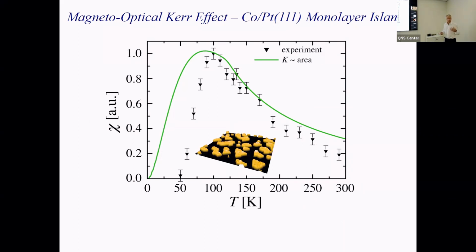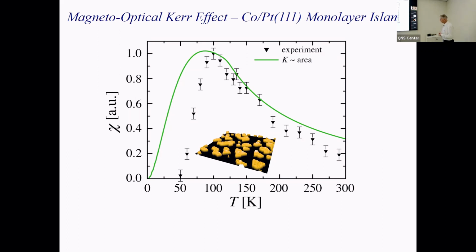We measure the magnetic properties not with STM directly. This is an STM image showing just the morphology. But we measure the magnetic properties with the technique which is called magneto-optical Kerr effect. So we measure the magnetization of the sample by magneto-optics, and we measure this as a function of temperature.